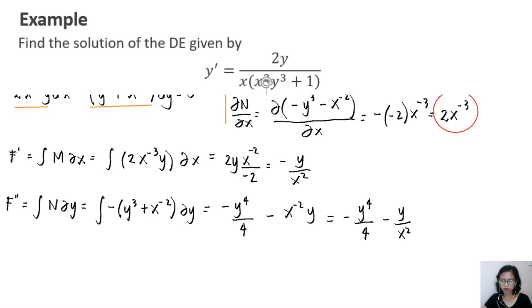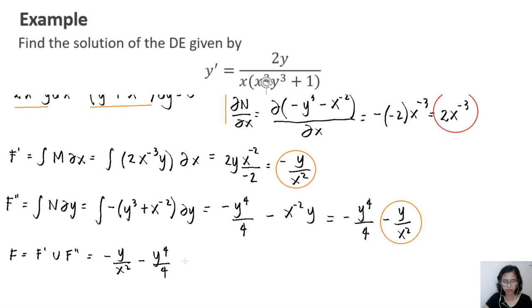So now we have our function, our f as a function of x and y, which is equal to negative y over x squared, our common terms of both f prime and f double prime. So that we have the f as the union of f prime and f double prime, which is equal to negative y over x squared minus y to the 4th over 4, which is equal to c. That is our solution.